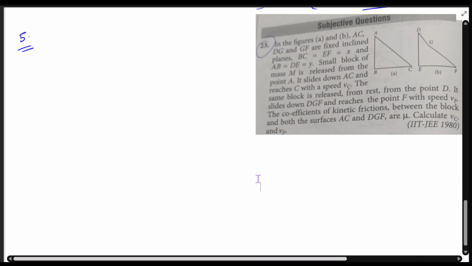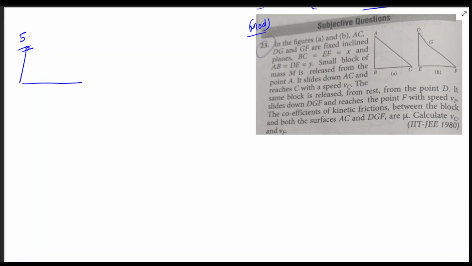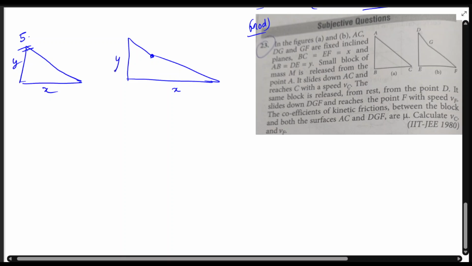Perfect. So it's a very interesting question. I will consider it a moderate one, okay? Now we have been given two triangles like this. This is not an actual triangle, it will be like this and then this, okay? Now BC and EF is X, so this is X, this is also X. And AB and DE is Y, so this is Y, this is Y, okay?